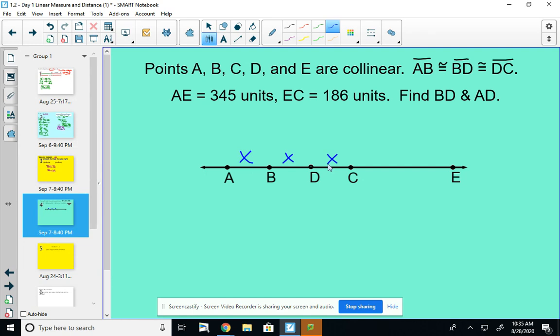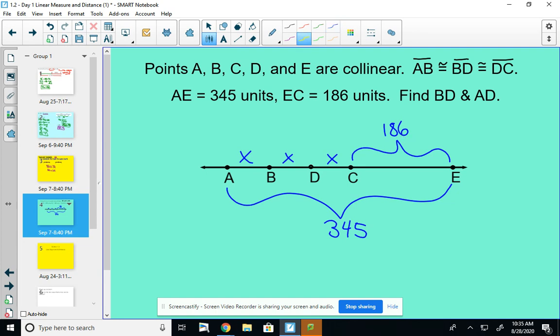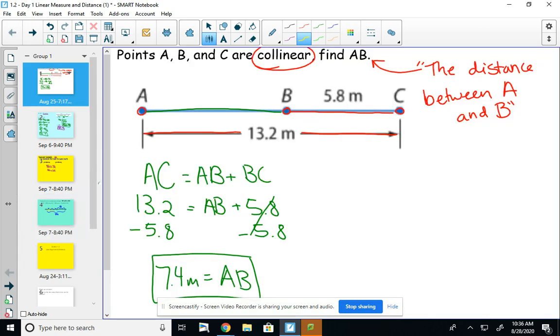AE, the distance between A and E, is 345 units. EC, again, those two capital letters mean the distance between point E and point C, is 186 units. I want to find BD, so I want to find this guy, and AD. So that would be that distance. This is actually just like the first problem we did, only we've got some variables in there this time.